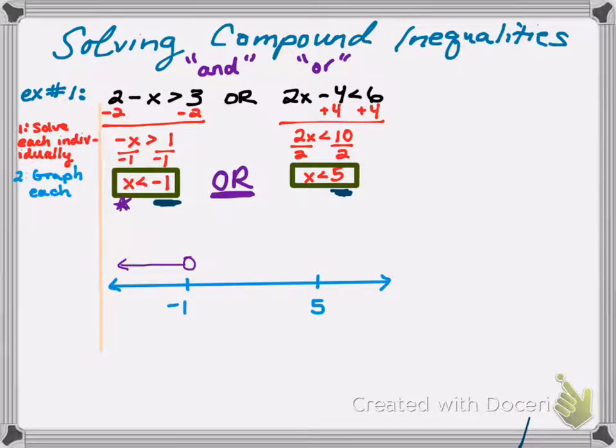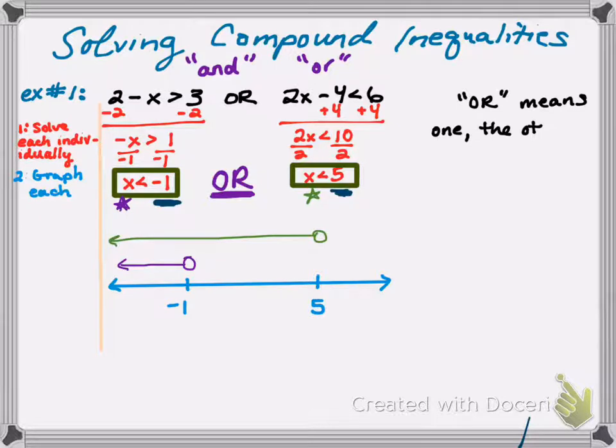So I graphed the first one. I needed an open circle at negative 1 because it's a less than sign, and x is less than that, so it's going in the negative direction. Graphing the second one, we need an open circle at 5 because it's less than, and again, less than means we're going to the left. However, this is not our solution, this is just graphing each of them individually.